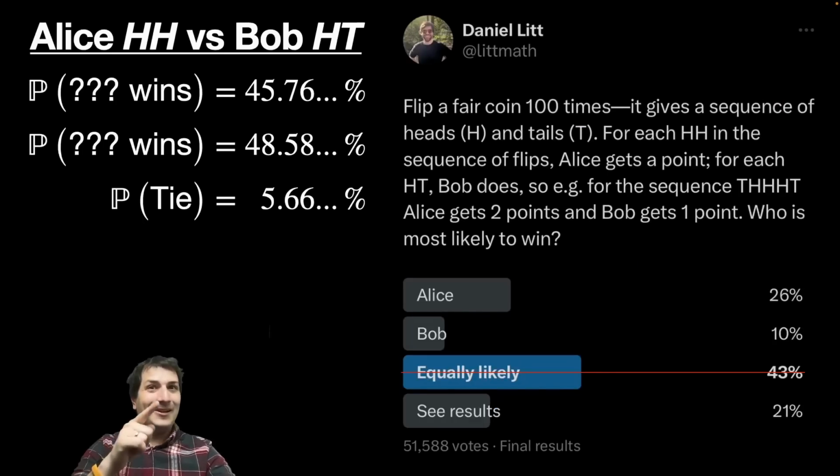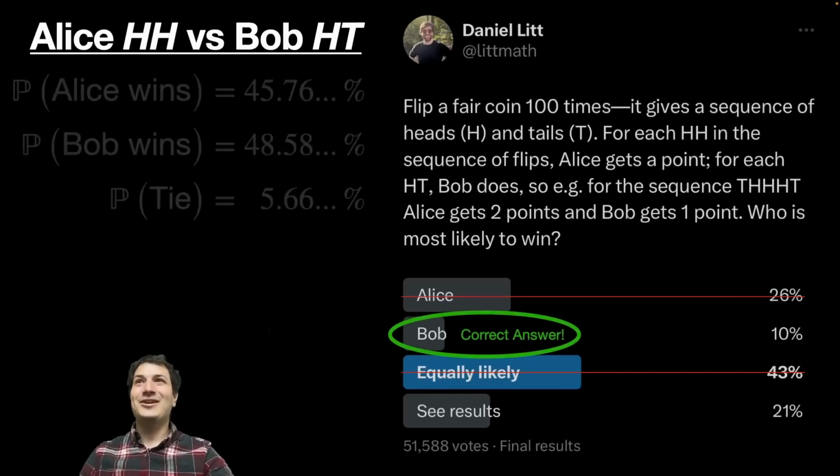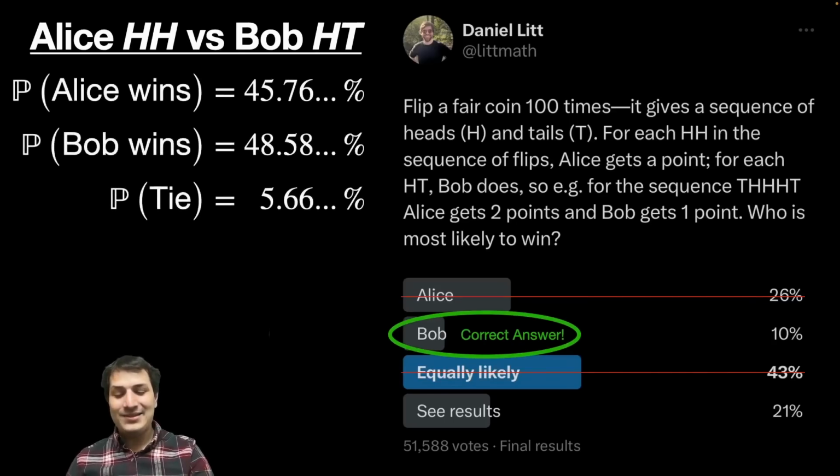So here it is. I'm going to spoil the answer in 3, 2, 1. The correct answer is Bob. Bob is more likely to win. So Alice has a 45.76% chance to win, and Bob has a 48.58% chance to win.